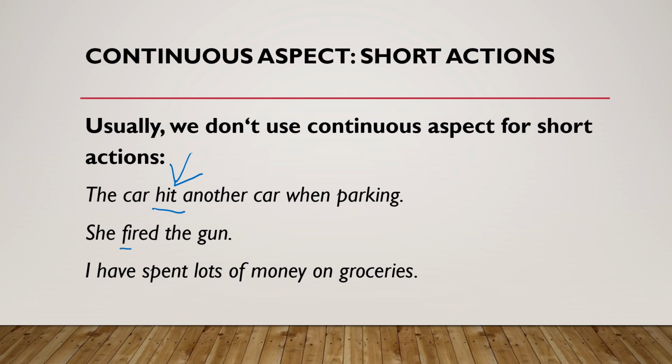She fired a gun. She shot a gun. So it just happened. It's too short of an action to be continuous. I have spent a lot of money on groceries. The money is gone. You know how it happens. It happens super fast. One second and it's gone. So you cannot say, I have been spending. Well, actually, you can, but then the meaning is different.